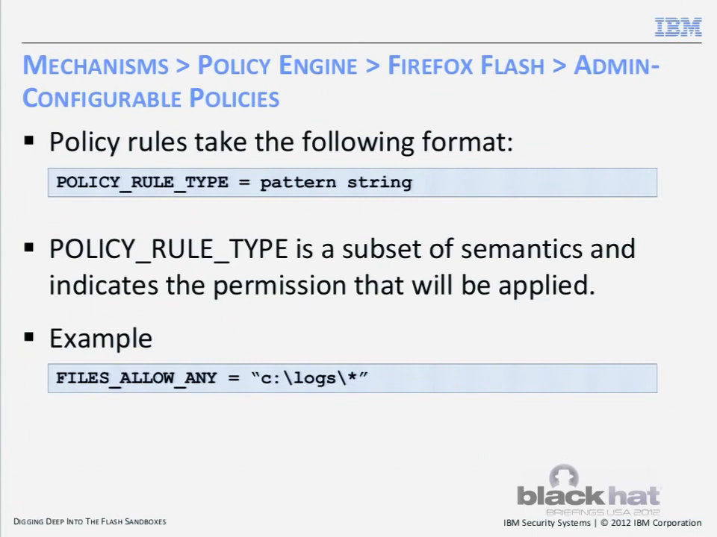The custom policy rules take the following format: policy rule type, which is a subset of semantics and indicates the permission that will be applied, an equal sign, and a pattern string, which is synonymous to the pattern argument in the add rule function call. So here's an example of a custom policy rule. This rule will allow the Firefox Flash sandbox process full access to any files in the logs folder in the C directory.